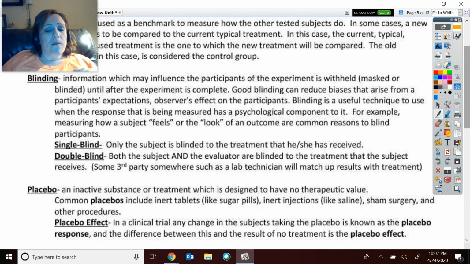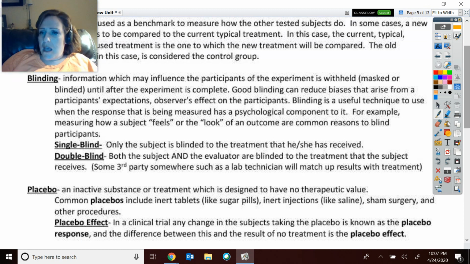receiving. Okay, remember, single blind is only the subjects are blinded. Double blind, both the subjects and the evaluator, the doctor, the nurse, whoever's collecting that data, do not know which treatment the patient is receiving. Now, somebody somewhere knows, so don't think nobody knows and that can't ever happen. The lab tech knows. The lab tech can align those patient numbers and results and then make a conclusion.